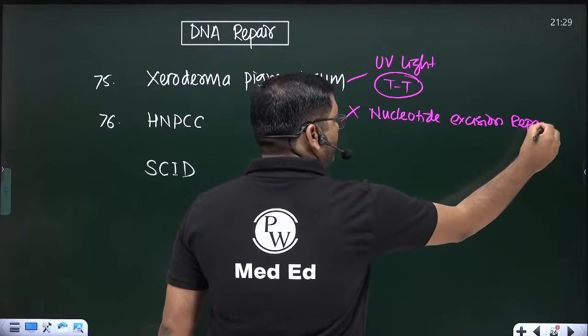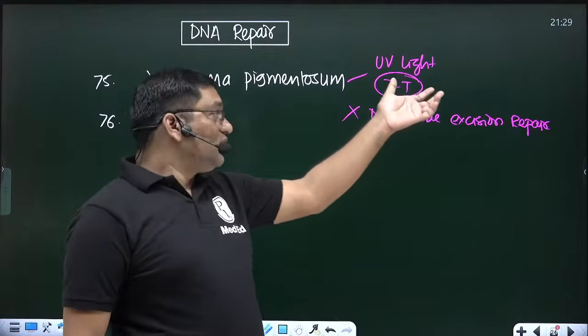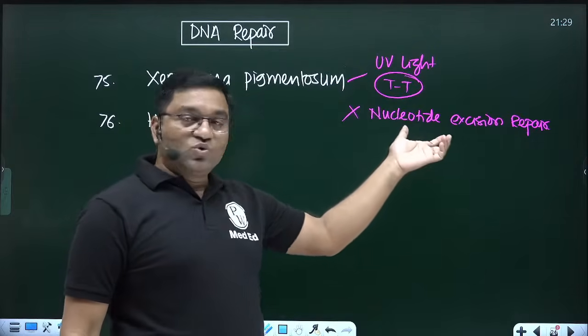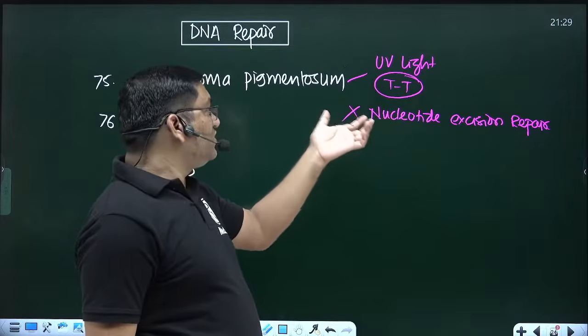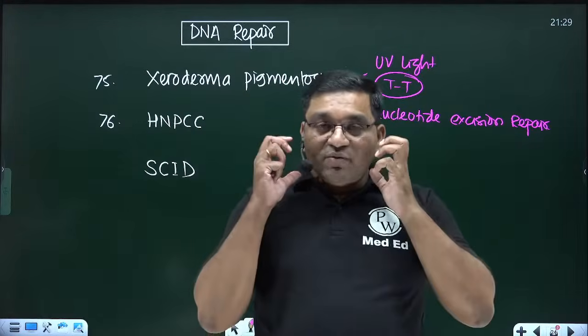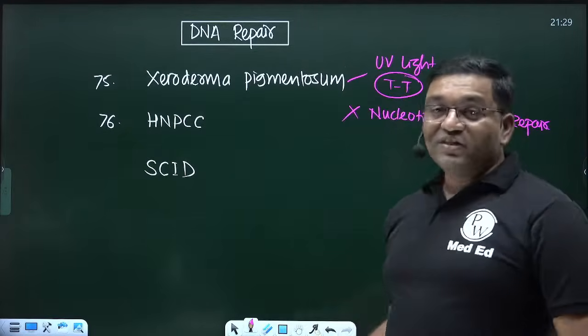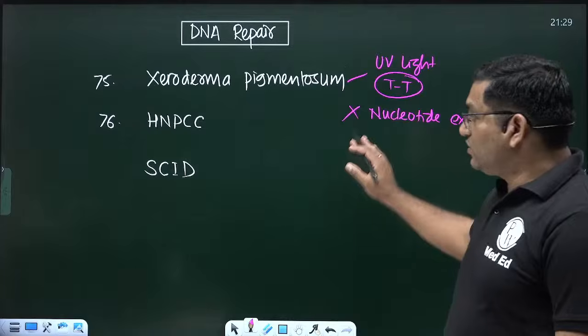In xeroderma pigmentosum, UV light induced thymine dimer formation occurs, and it is generally removed by nucleotide excision repair. If there is a defect in nucleotide excision repair, that causes xeroderma pigmentosum: multiple freckles on sun exposed parts of the body, a precancerous condition, with 1000 times more chance of getting cancer.